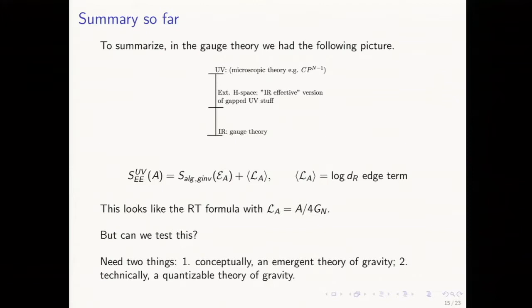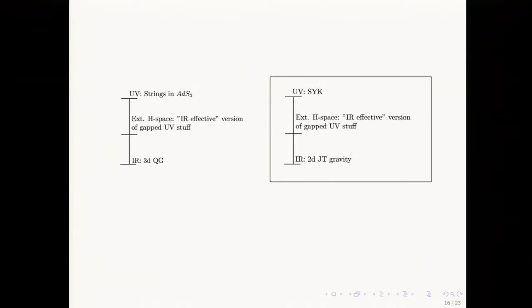So recently I realized that two situations where these things are true, which are secretly the same situation related by dimensional reduction, are 3D pure quantum gravity and 2D JT gravity. These are theories of gravity that in fact have gauge theory formulations, so we can quantize, and also are believed to be emergent. Since lower dimensions is always easier to work with, let me briefly explain the story for the 2D theory.